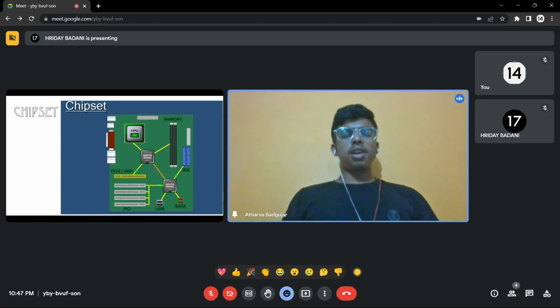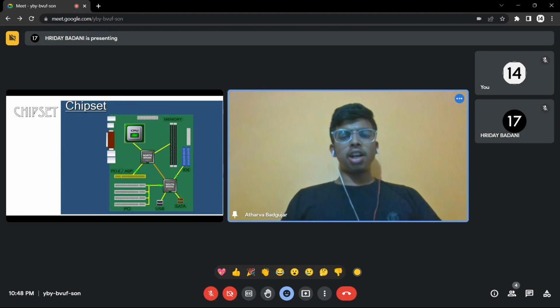So the major function of the chipset is controlling the signals to the memory, the data bus, and the address bus. The north bridge chipset is basically connected to the CPU, the memory, the PCI, and the AGP. The south chipset lies to the southwards. It is connected to the IDE, the USB, the SATA, and the PCI port.